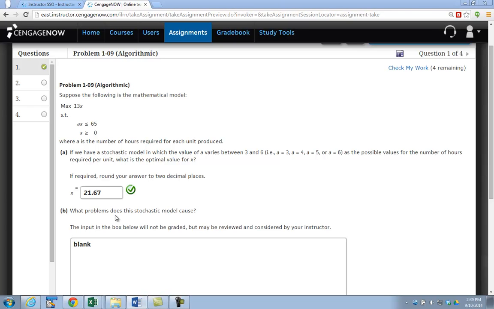Hopefully that will help you with the first homework problem from chapter 1.